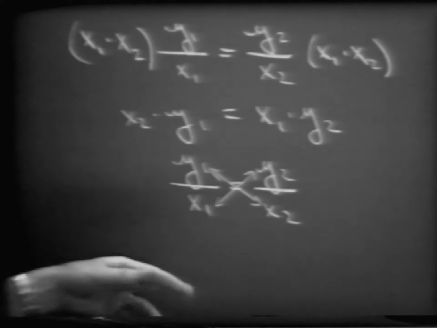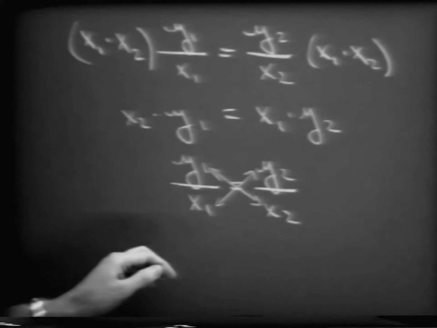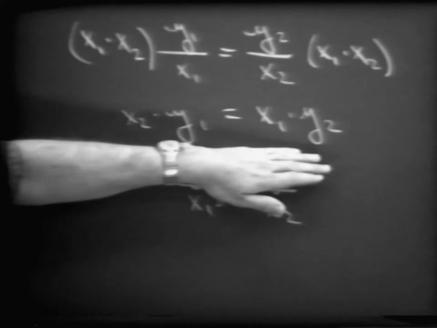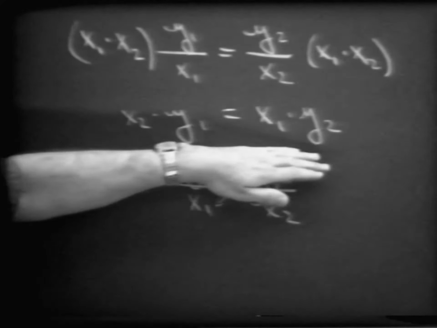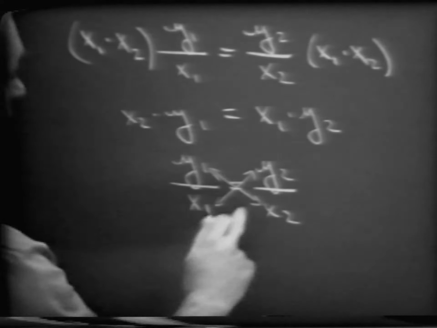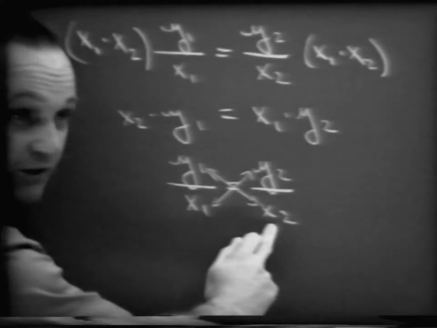In words, we can say that the product of the means is equal to the product of the extremes, all right? And that's one way in which you can look at this statement right here. The product of the means is equal to the product of the extremes, okay?